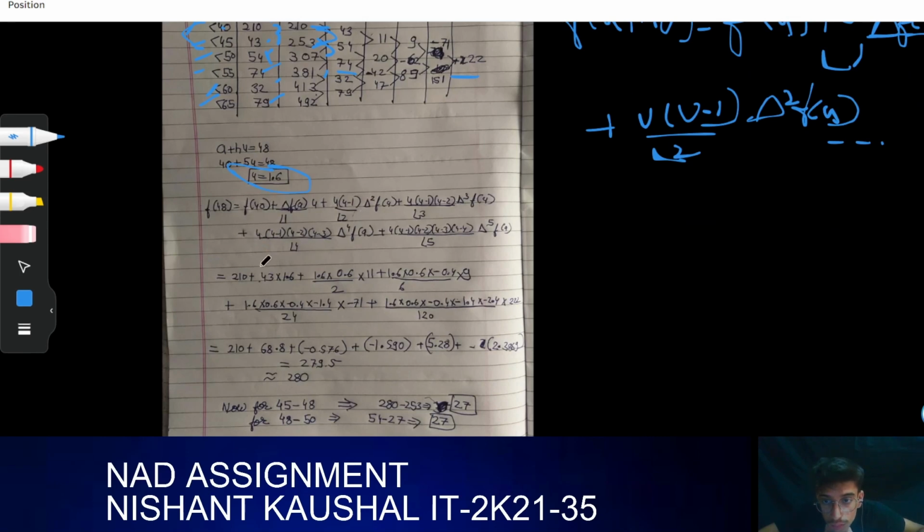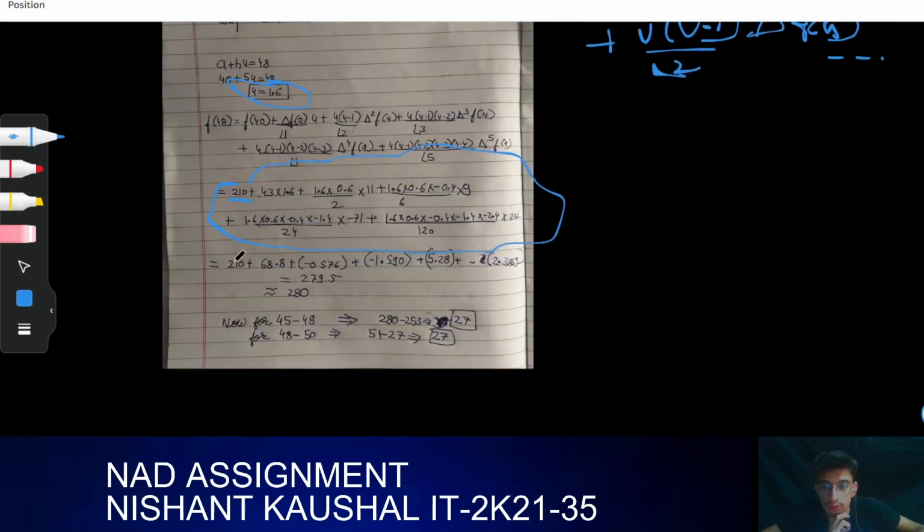So f of 40 plus del fa upon factorial 1. So putting the values, f of 40 is 210, u equals 1.6. So 43 into 1.6, 1.6 into 0.6 upon 2, that is u into u minus 1 into 11. And similarly, we have put all the values in the formula and solved the equation. So it will be approximately 280. So here 280 is the number of students under 48, right?